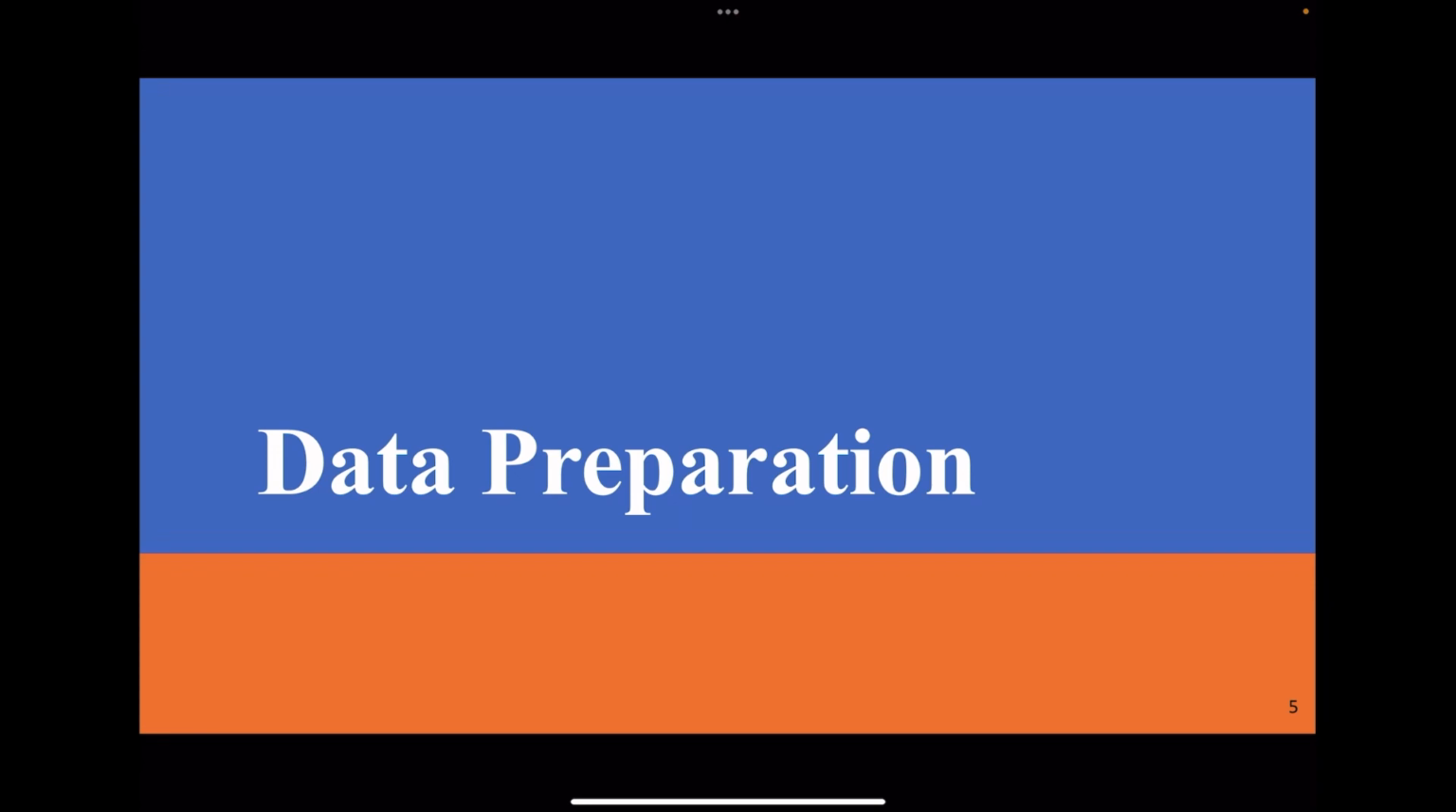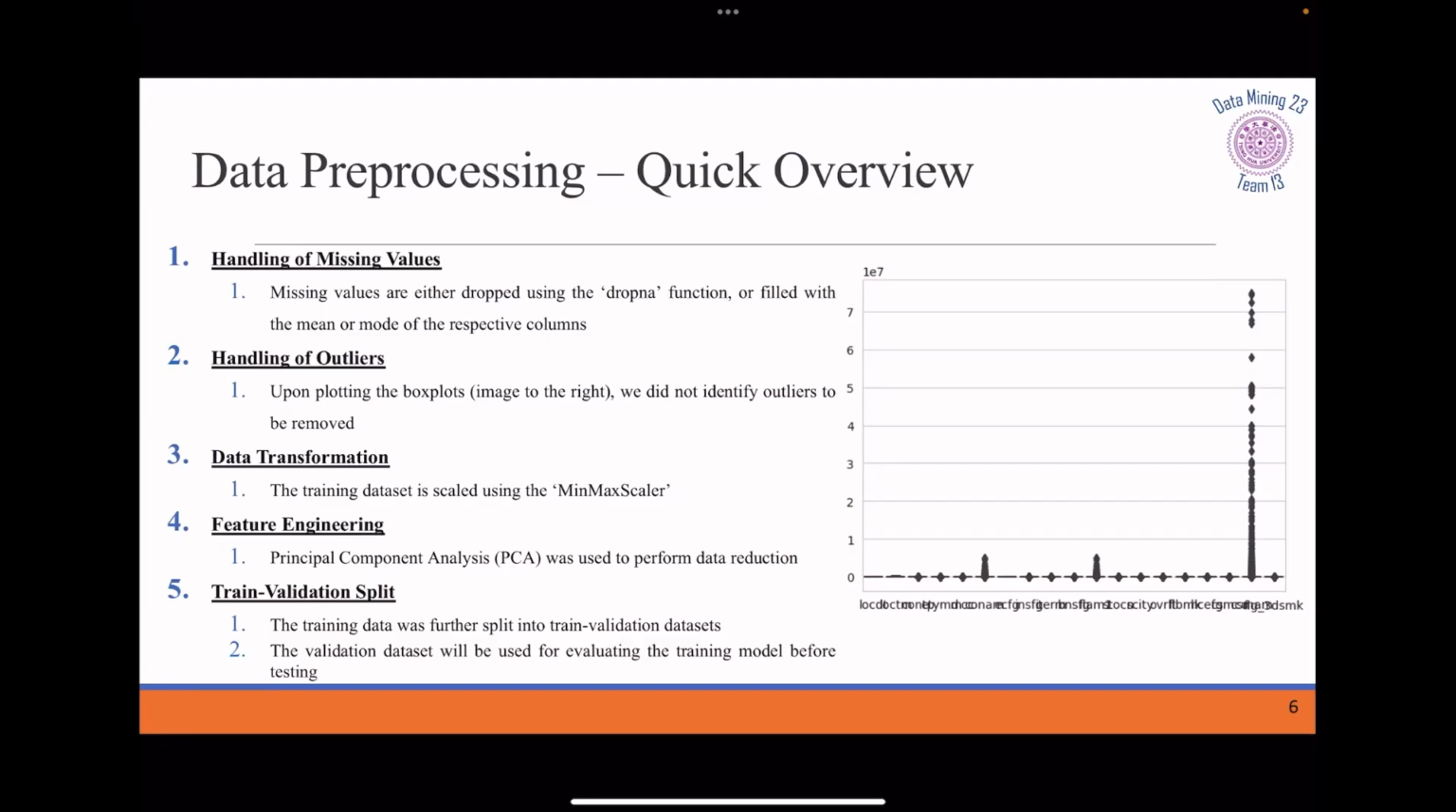Moving to the data preparation. Here's a quick overview of the pre-processing we did to our data. First, we dropped the missing values using the drop_NA function or filled the missing values with the mean or mode of the respective columns. Next, we handled the outliers by plotting box plots, as we can see from the right. However, we did not identify any significant outliers to be removed.